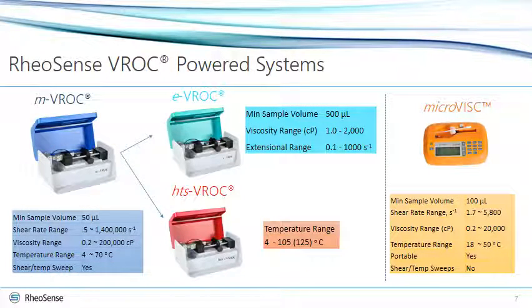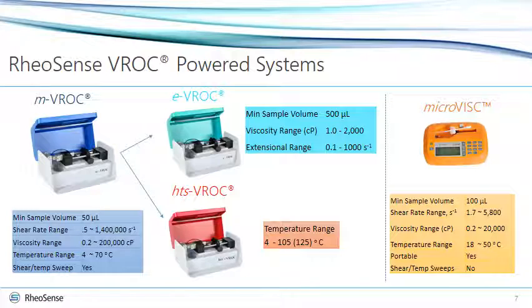Powered by VROC technology, RheoSense has developed a family of products for the measurement of viscosity. There are two main branches. The first one, corresponding to m-VROC, presents extended capabilities, and we like to think about it as the R&D branch of viscometers. m-VROC offers the smallest sample volume viscosity measurement in the market. It also presents a very wide dynamic range in terms of viscosity and shear rate, and has temperature control capabilities between 4 and 70 degrees C.